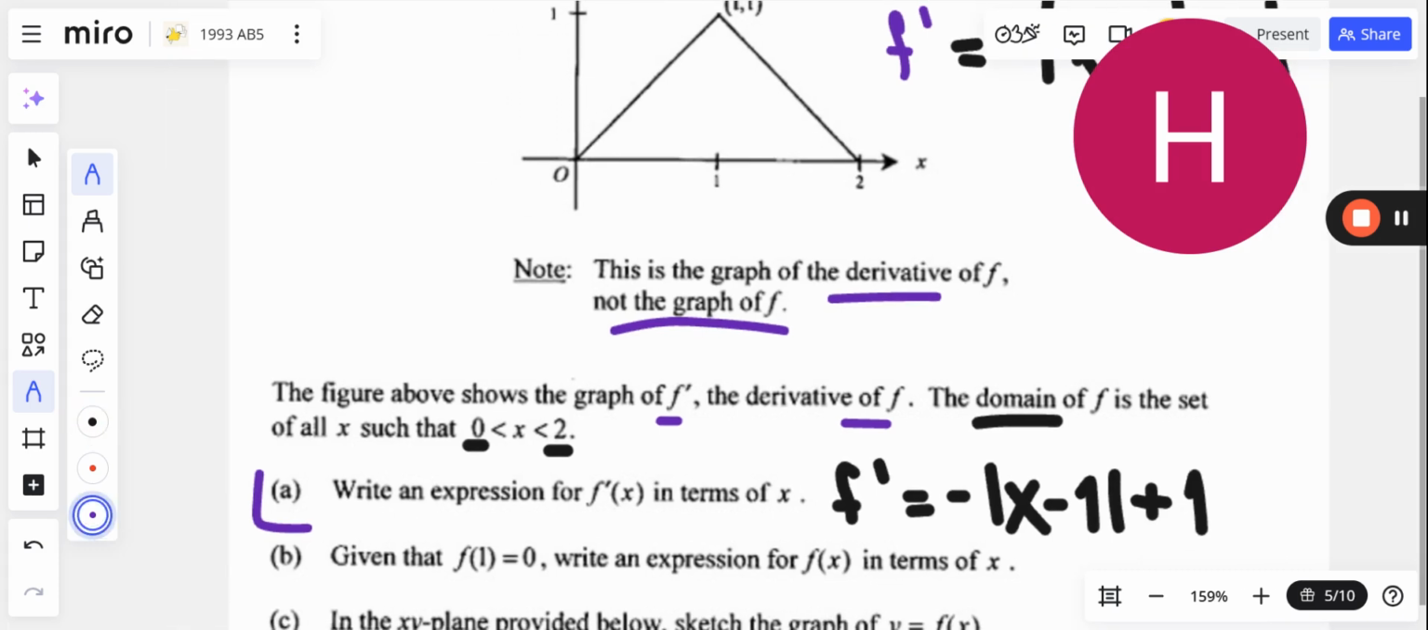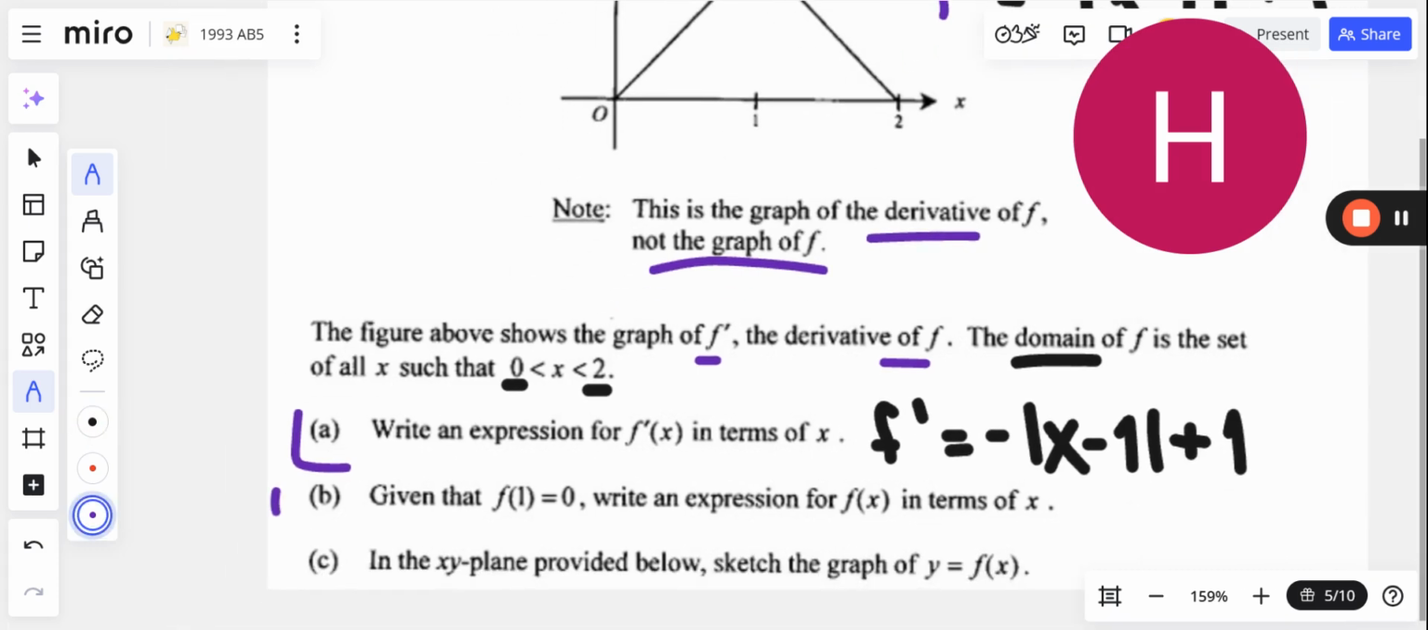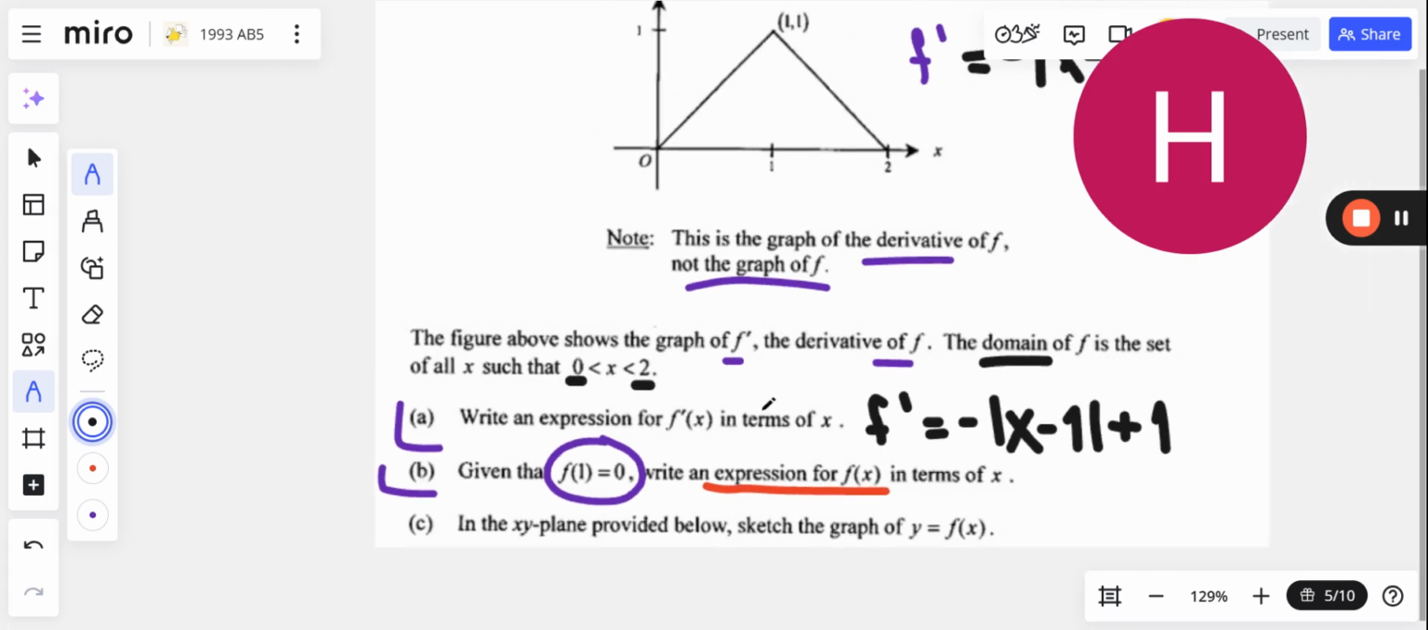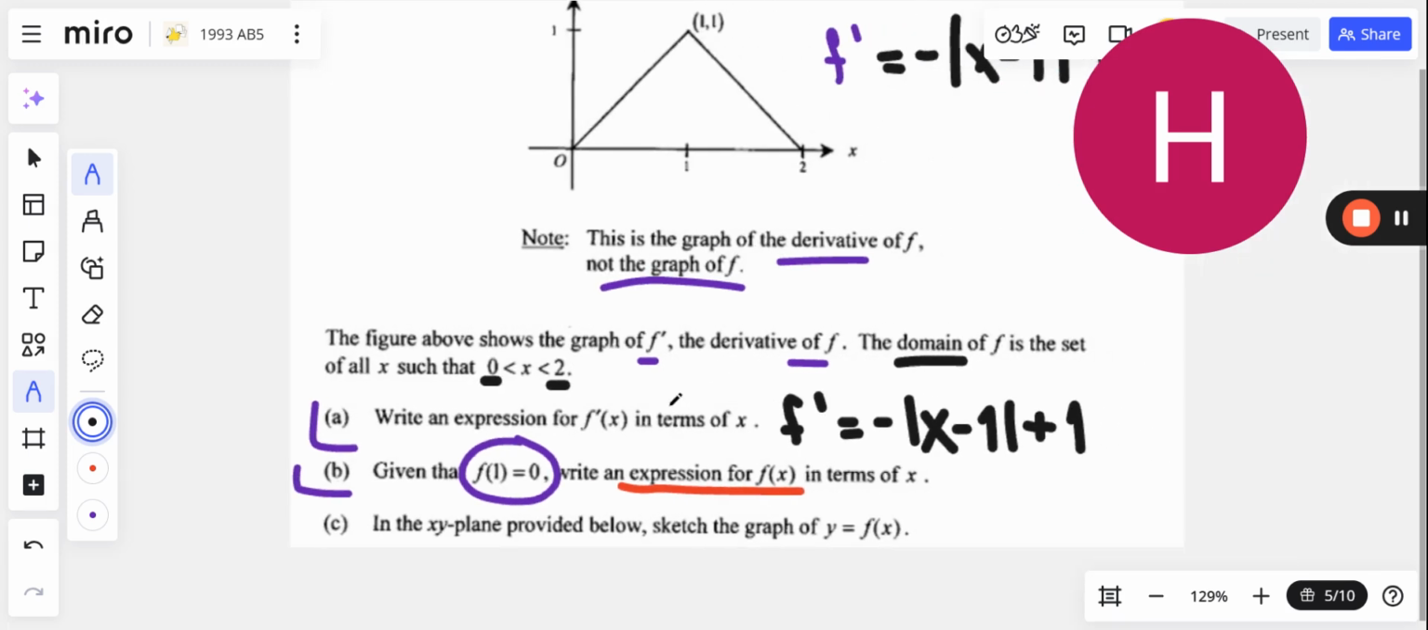So part B wants us to say that given this initial condition, sounds like we're going to have to go backwards to f at some point. Write an expression for f of x in terms of x. So it's going to be difficult to take an antiderivative of absolute value. If you think about it, you probably haven't really done that very often. So how do we take an antiderivative of absolute value?